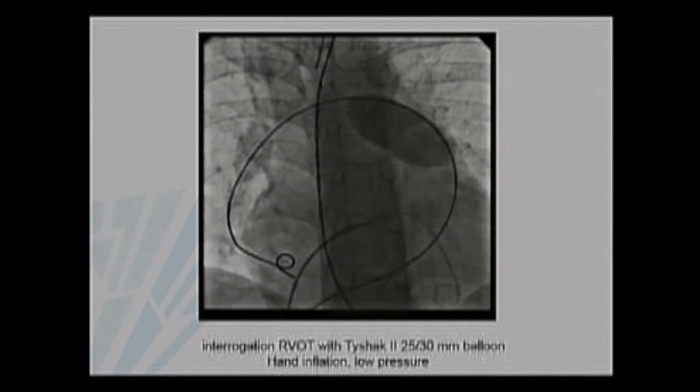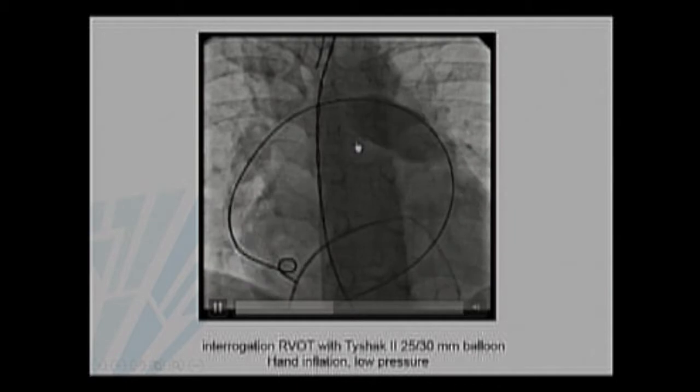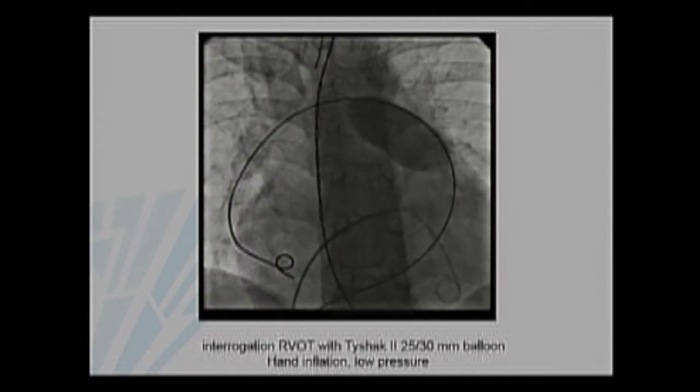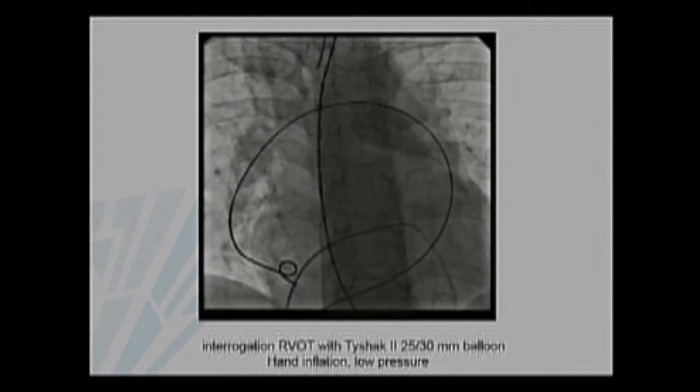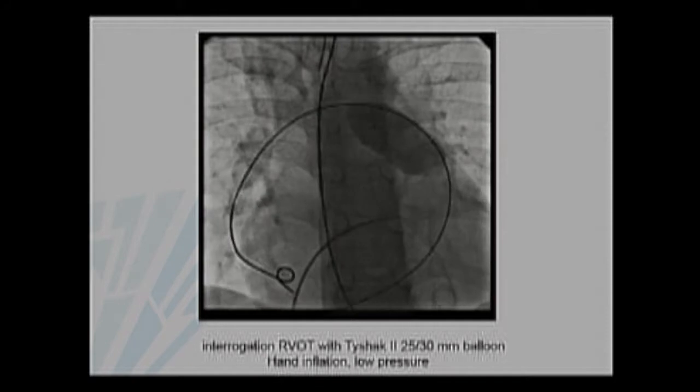This is one of the best tests that you can do to really get the size of the RV outflow tract, by putting a balloon in the MPA and a catheter in the RV, inflating the balloon to occlude the RV outflow tract, and then injecting and seeing what size you have.